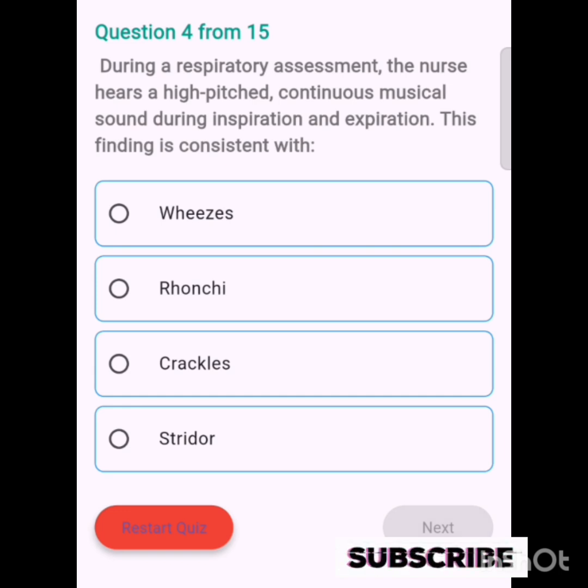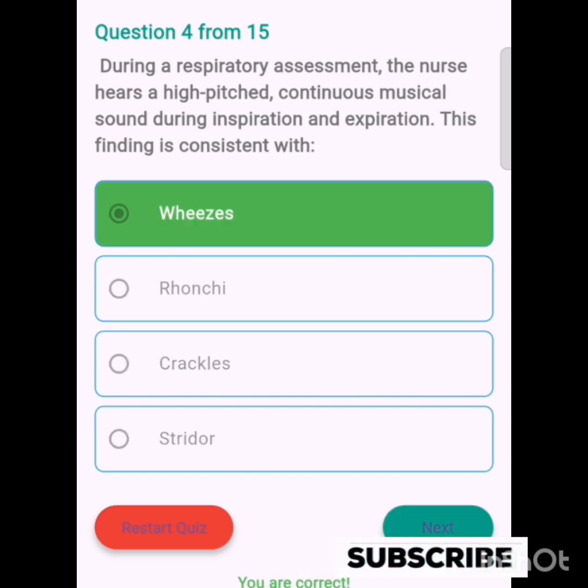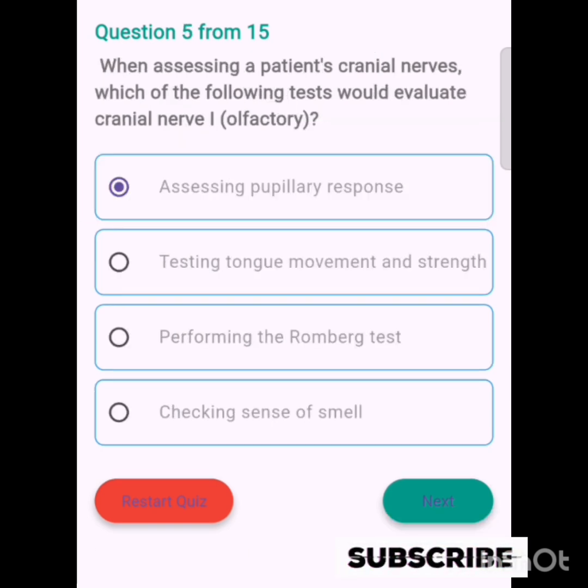Next question. Question number 4. During the respiratory assessment, the nurse hears a high pitched continuous musical sound during inspiration and expiration. This finding is consistent with wheezes, rhonchi, crackles, stridor. The correct option is wheezes because wheezes are a high pitched continuous musical sound heard during inspiration and expiration. They often indicate a narrowed airway as seen in conditions such as asthma and bronchospasm.